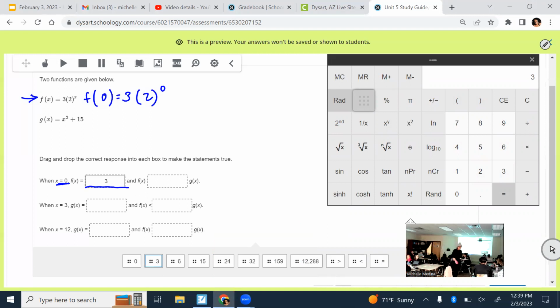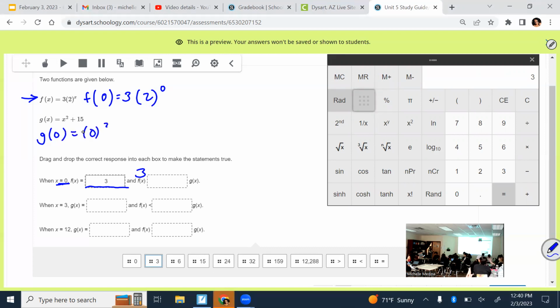All right, now the next part of that same row says, and f of x blank g of x. Well, putting in a number would not be helpful, that makes no sense. So it's probably one of these symbols, either greater than, less than, or equal to. So I know f of x is 3. Do I know what g of x is? 15. Okay, so could I figure out what g of x is by plugging in what? 0, because it says when x equals 0 right at the beginning.